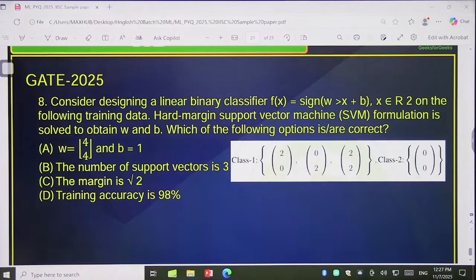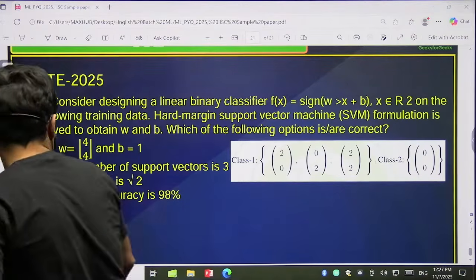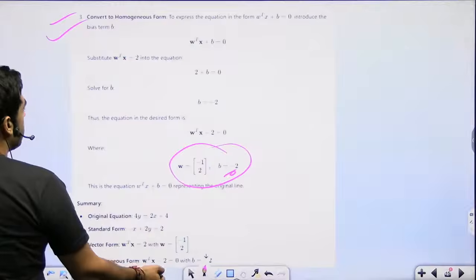Okay, chaliye, how to do this? Let us solve this question. GATE 2025, 2 mark question. Okay, I'll just solve it for you.